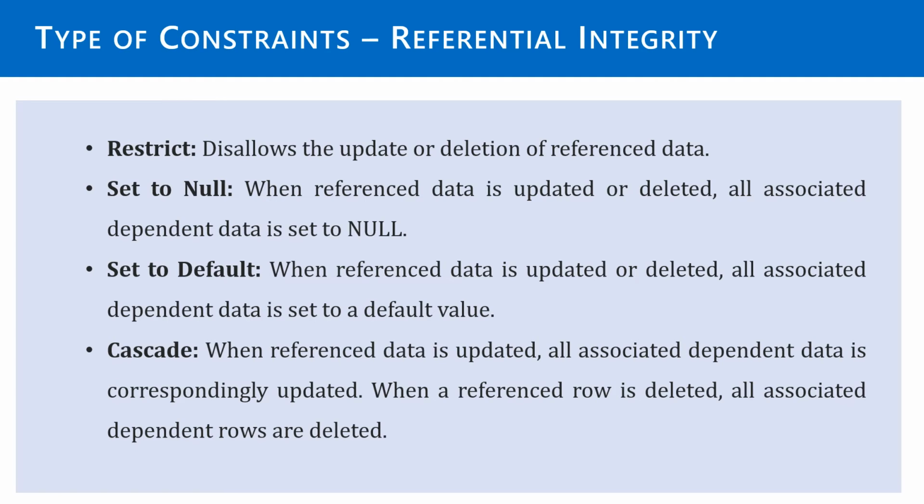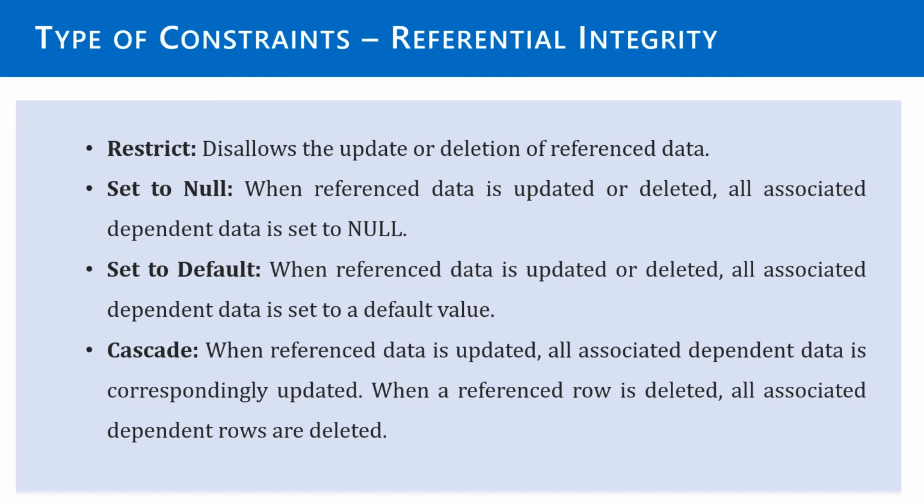The next rule is that when the referenced data is updated or deleted, all the associated dependent data can be either set to null or set to a default value. So there are two rules: set to null and set to default. When the referenced data is updated or deleted, all the associated dependent data can be set either to a null value or to a default value.